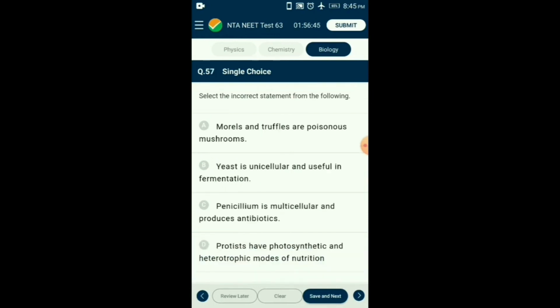Question number 57. Select the incorrect statement from the following. Morels and truffles are ascomycete fungi with edible ascocarp, which is generally subterranean. Yeast is a unicellular fungus commonly used in fermentation to produce alcoholic beverages. Penicillium is a multicellular ascomycete fungus from which the first antibiotic, penicillin, was isolated. Protista includes all unicellular eukaryotic organisms. So the answer for this question is option A. Morels and truffles are poisonous mushrooms. That is the incorrect statement.